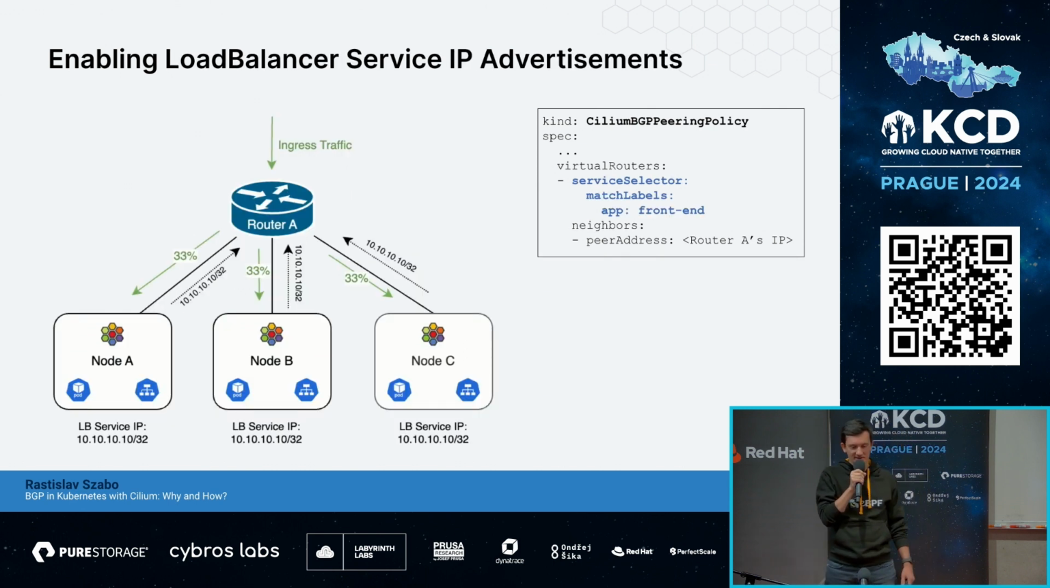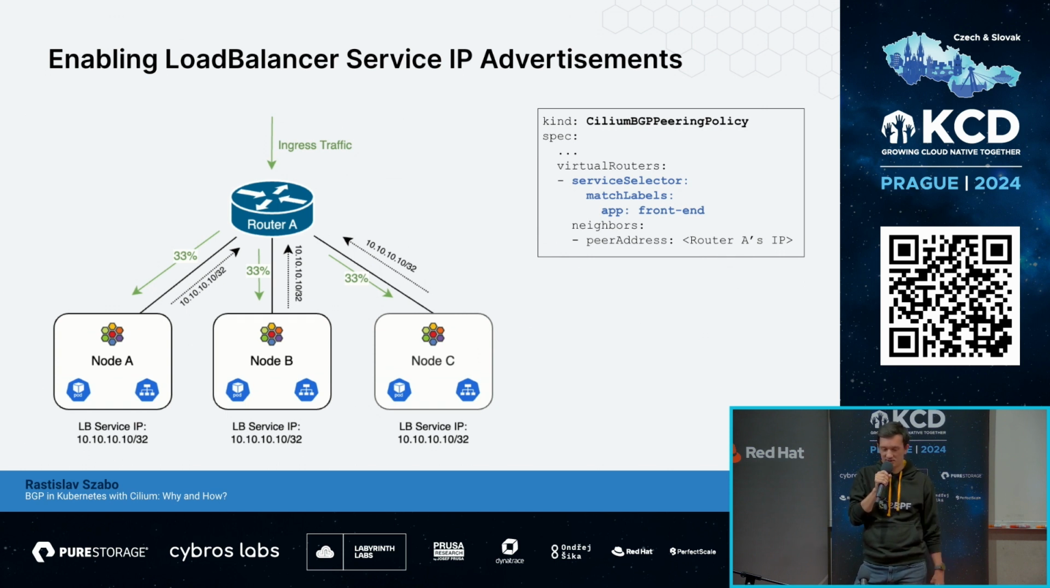But I think the main use case is advertising service IP addresses. So in Kubernetes, you can deploy services for your workloads. And those services can be either load balancer services, cluster IP services, or external IP services. All of them we can now advertise with Cilium. And the way you do it is that you configure the Cilium BGP peering policy again, with the service selector, which is matching services that you want to advertise to the router.